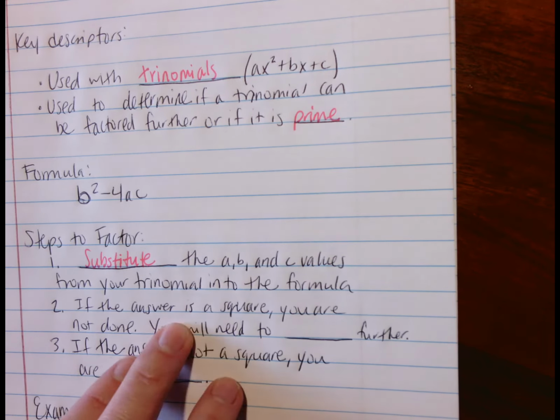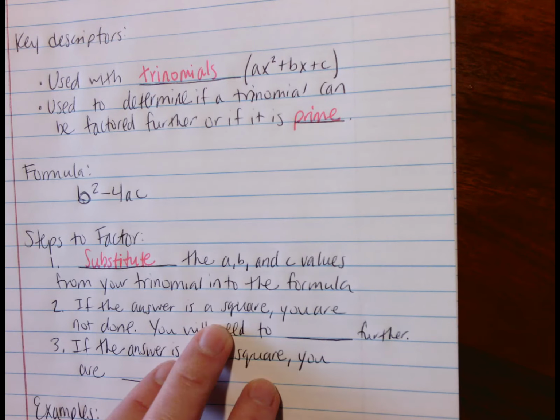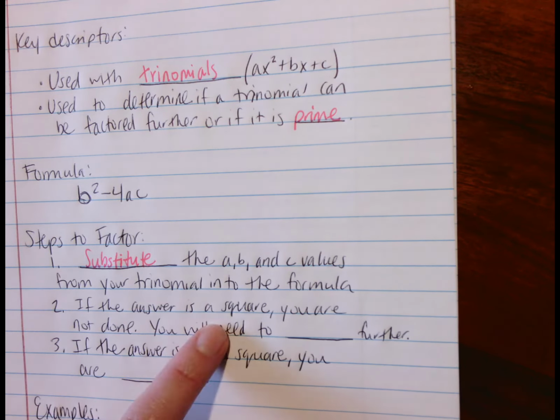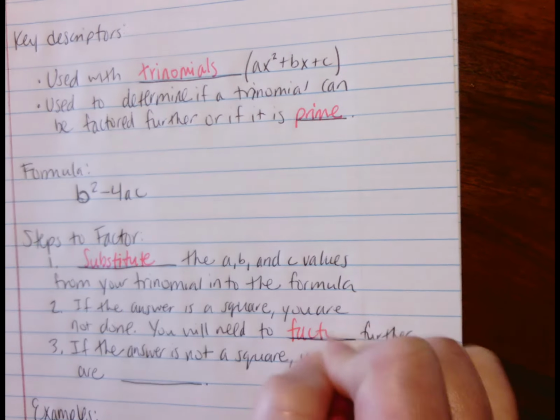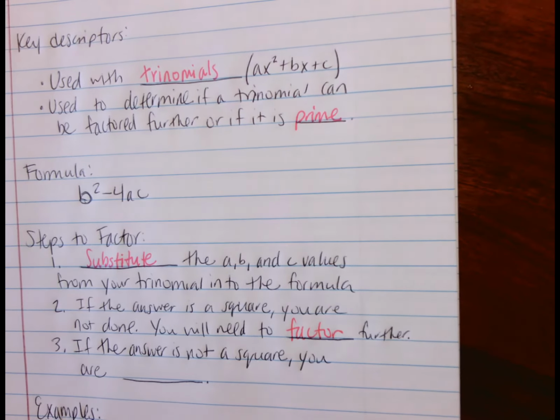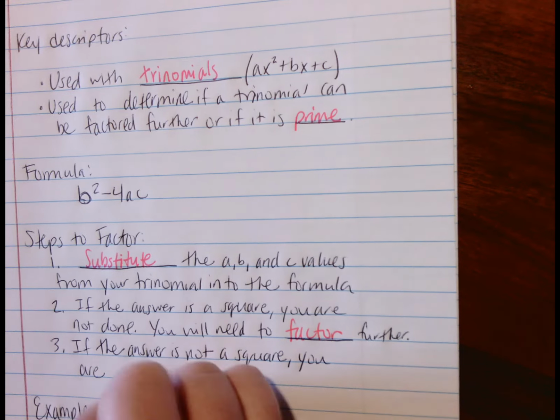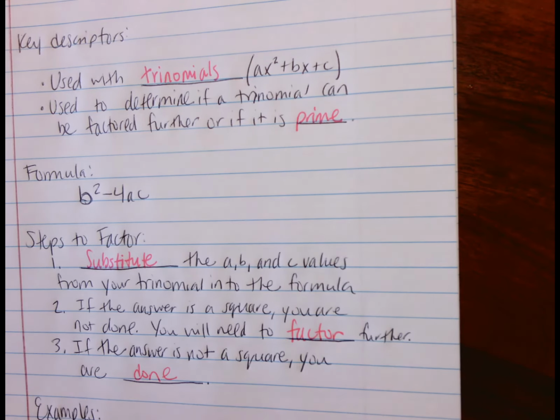If the answer comes out to be a perfect square, and remember, perfect squares were up on the wall in the classroom, we're talking about 1 squared is 1, 2 squared is 4, 9, 16, 25, 36, and so on. If the answer is a square, you are not done. You will need to factor this further. If the answer is not a square, you are done. There's nothing else that you need to do on that trinomial. This is just an easy way for you to check to see if you are finished or not.